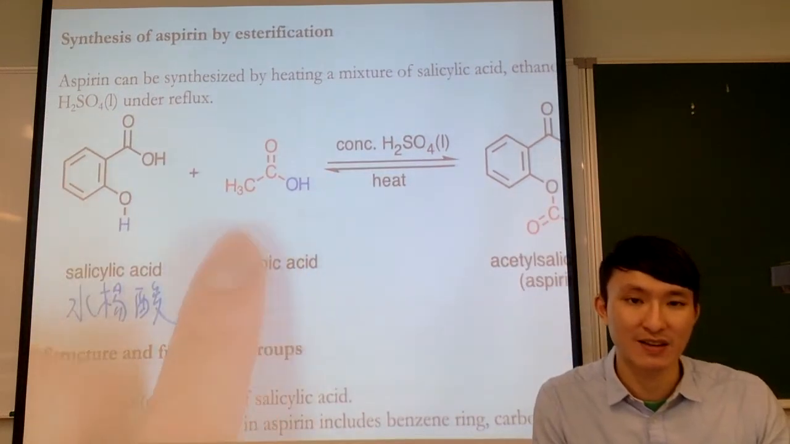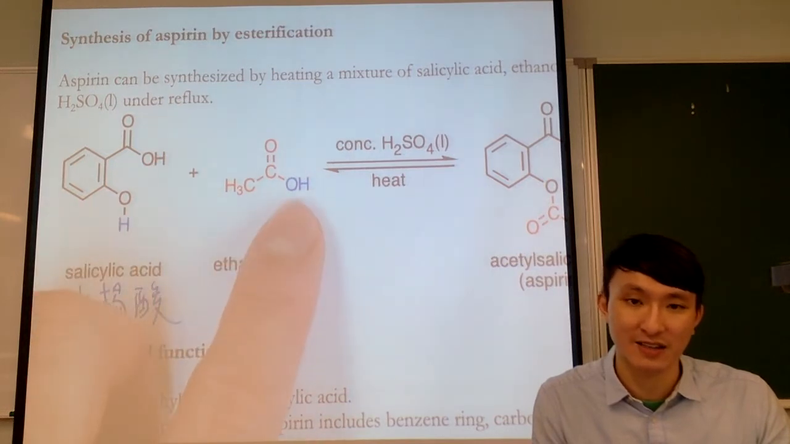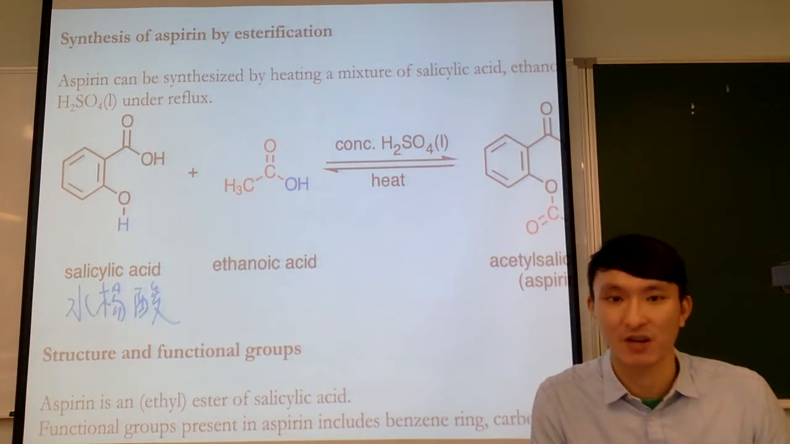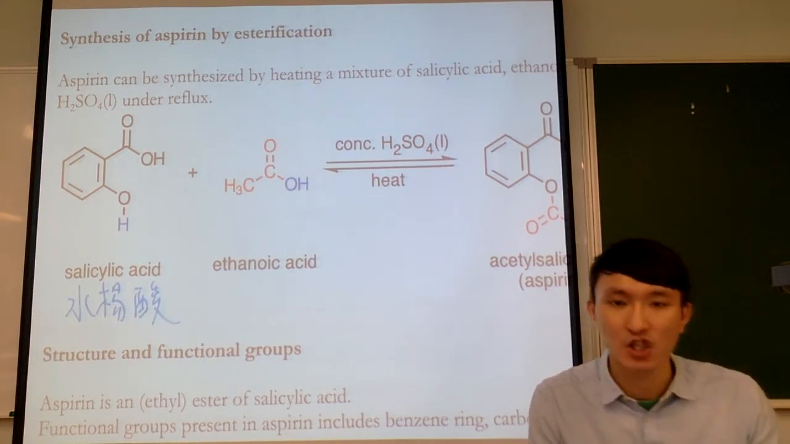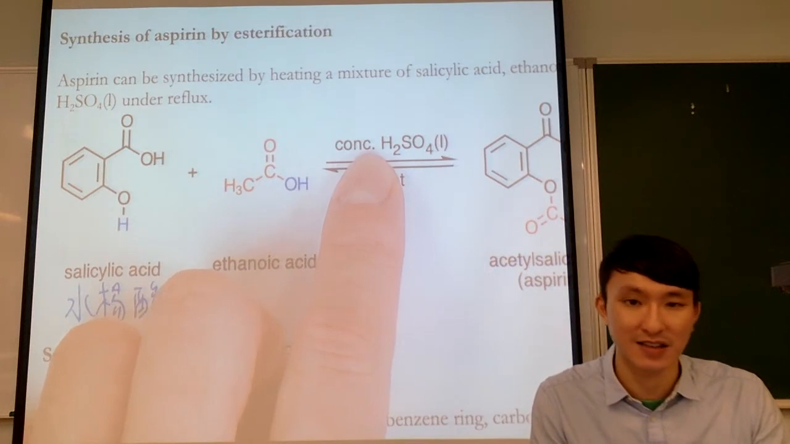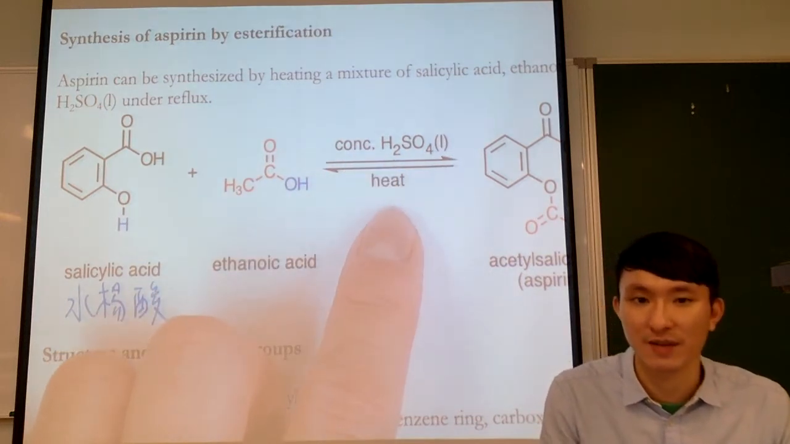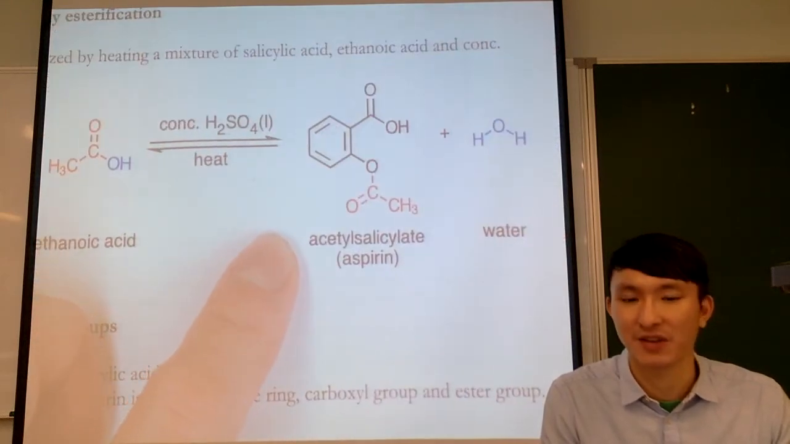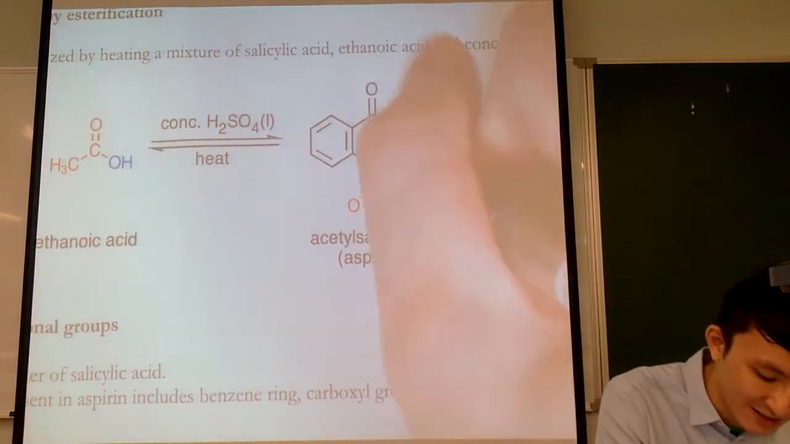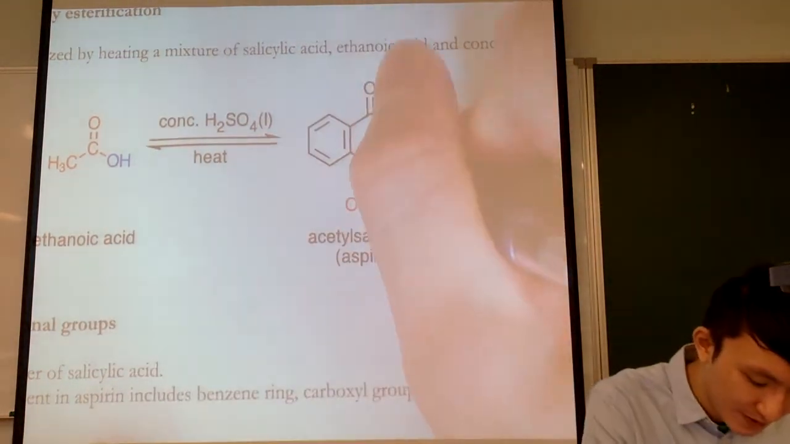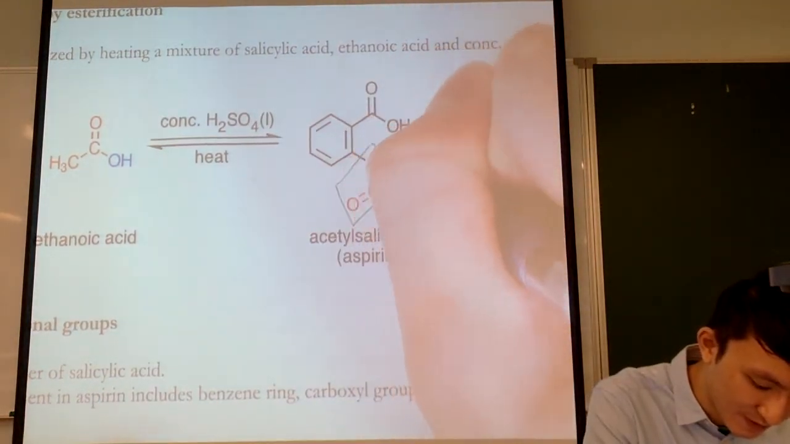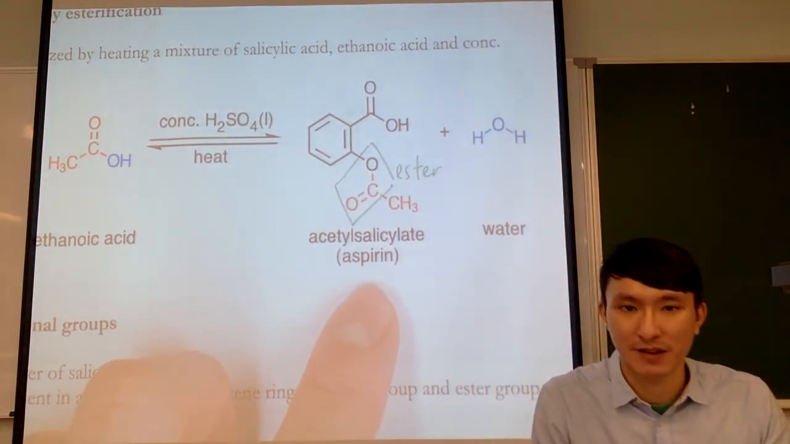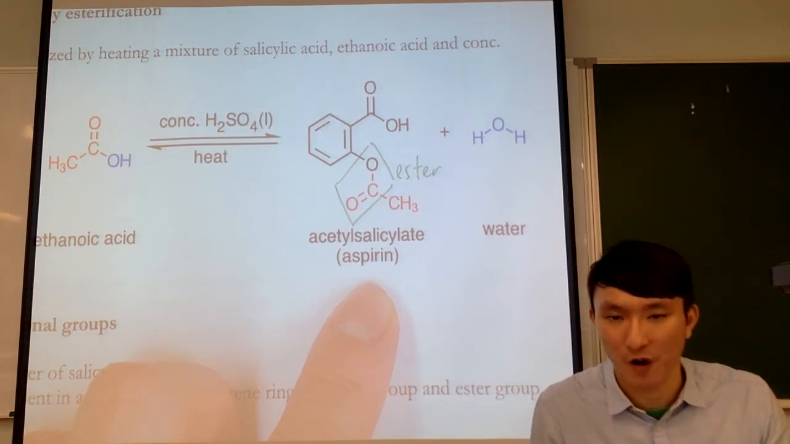So you know that when you have an alcohol and an ethanoic acid or carboxylic acid, we can undergo esterification or condensation. Okay, so we use concentrated sulfuric acid as the catalyst, heat under reflux for a long time, then we are able to form this one. This one is actually an ester. Okay, can you recognize this ester group over here? This ester functional group. Okay, so this is the formation of aspirin, and how do we make aspirin from salicylic acid?